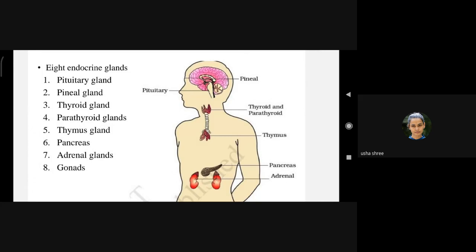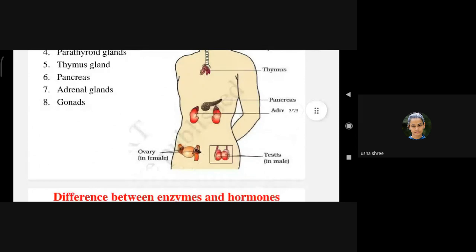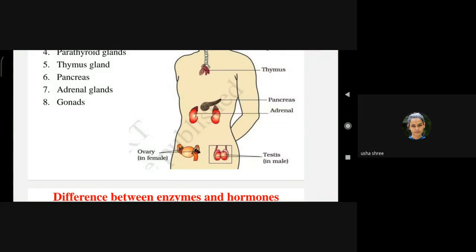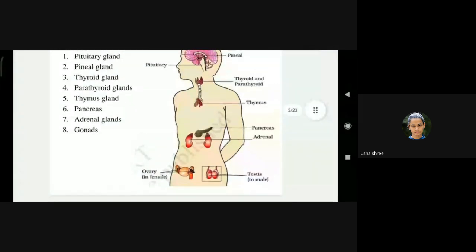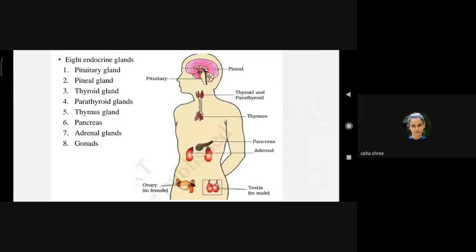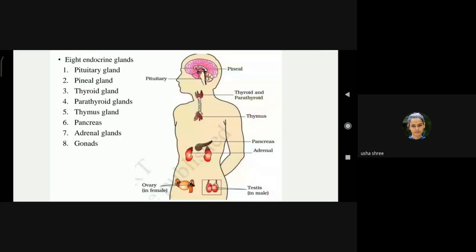Then gonads. Gonads are the primary sex organs. In female, primary sex organs are ovaries, and in male, primary sex organs are testes. So these are gonads. Now, this is the complete structure of endocrine glands in a human body.